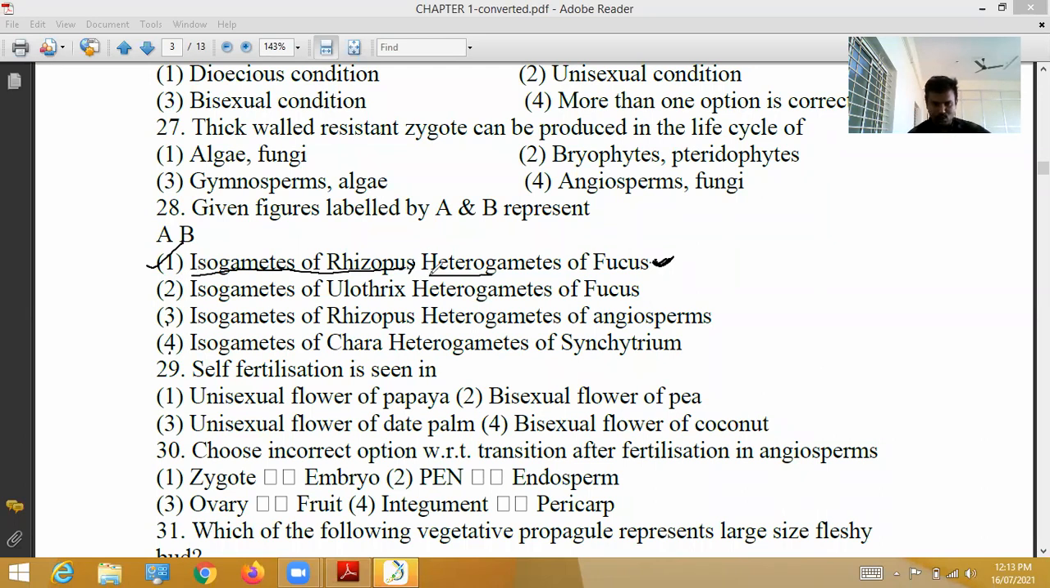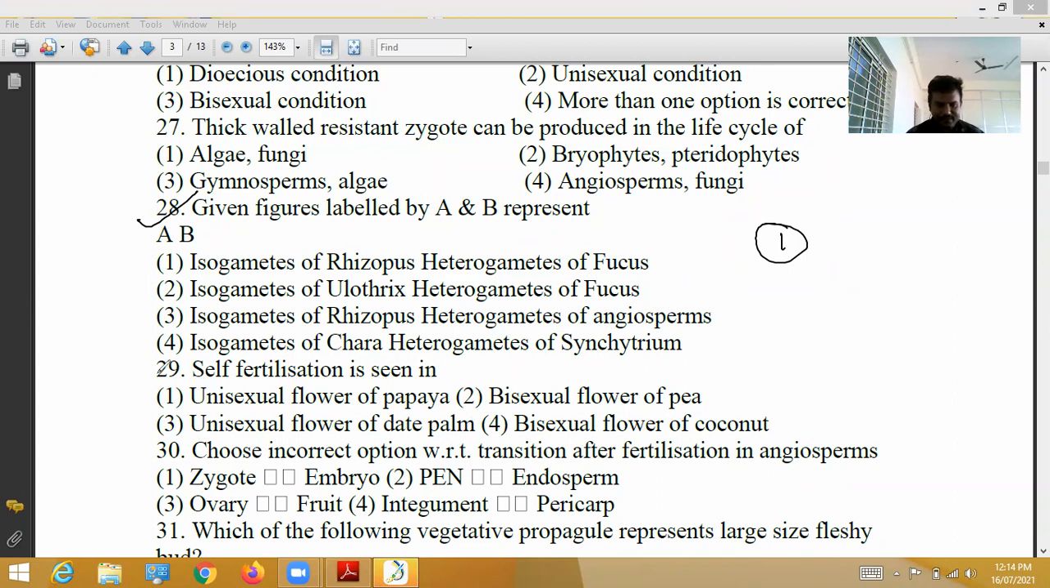Isogametes of Rhizopus, heterogametes of Fucus. Fucus means what here? An alga. So option A, homogametes, are called isogametes, seen in Rhizopus. Option B, one is large, one is small. Hetero means different gametes. Those gametes we observe in Fucus, that is an alga. So option 1 is correct. Those two diagrams indicate one is homogametes, one is heterogametes. B, heterogamete is Fucus. A, isogametes of Rhizopus. Option 1 is the correct option for the 28th question.